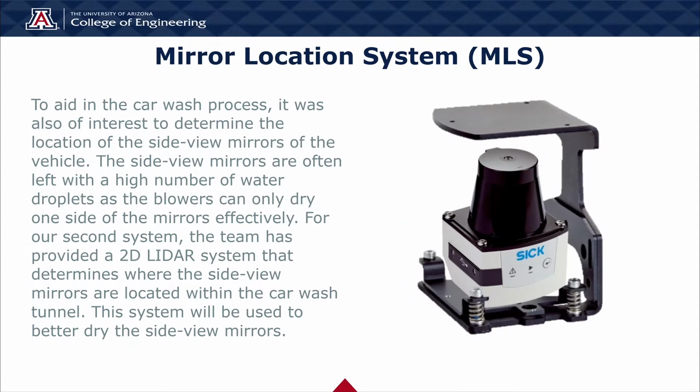The second system is the mirror location system, also referred to as the MLS. This is an in-wash system that determines the side view mirror locations. With the location of the mirrors known, the dryers can be set up to better dry the mirrors, as the mirrors are often left with a large amount of water due to their orientation on the vehicle.